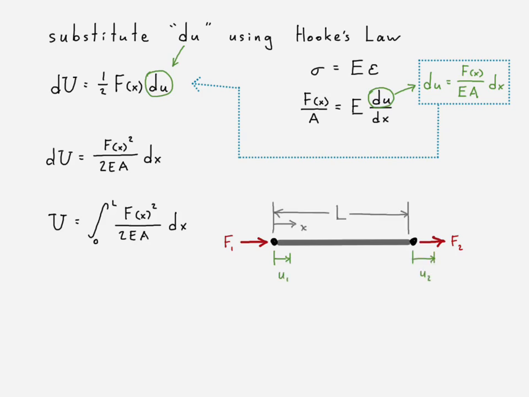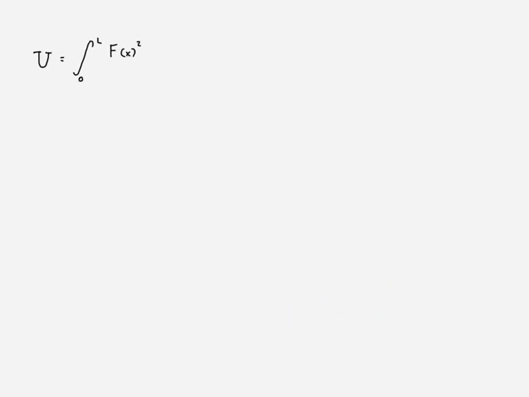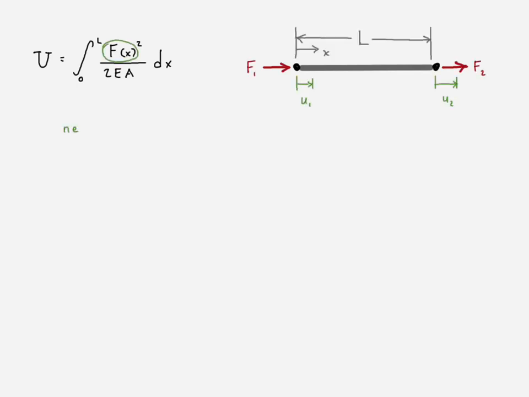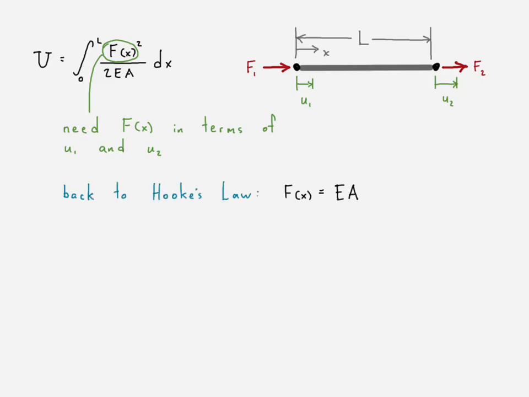All right, so now we're drawing our truss bar with forces at either end and displacements at either end, because we need to get this in terms of those displacements. So we're going to redraw that and make an expression for f of x. Once again, we have to get this in terms of these displacements in order to use Castigliano's theorem. In order to do that, we go back to Hooke's law.